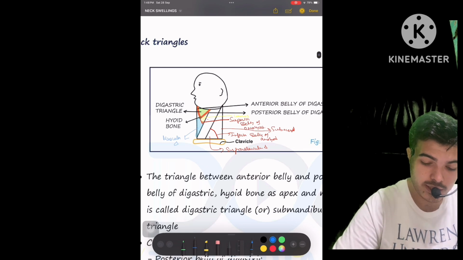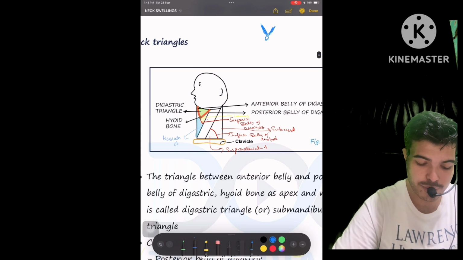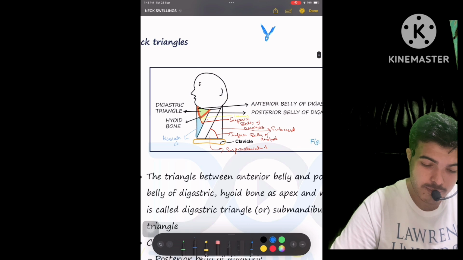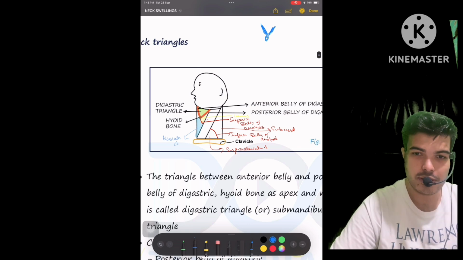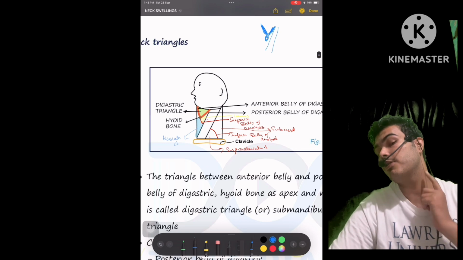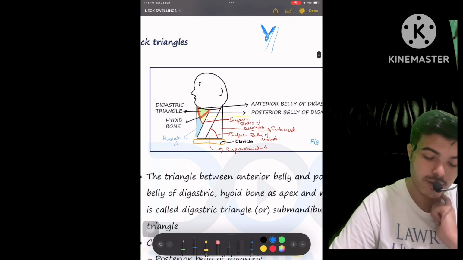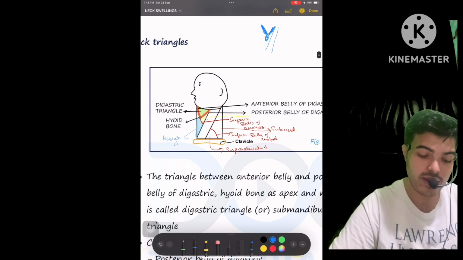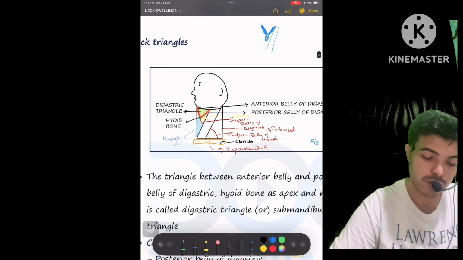anterior belly of the digastric and the posterior belly of digastric. Okay, so first of all, you have the anterior belly of digastric and posterior belly of digastric, and then you have a hyoid bone. You have a hyoid bone, and at the back you have this sternocleidomastoid muscle. If you just move here like this, over here, this is the sternocleidomastoid muscle, right? So you have the sternocleidomastoid muscle. Here you have the anterior belly of digastric and posterior belly of digastric.